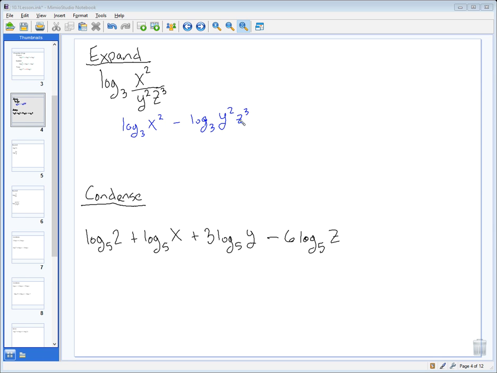Now, notice right here, I do have multiplication. So I could change this to using the product rule. I'm going to put parentheses around this. I could change this to be plus log base 3 of z cubed.